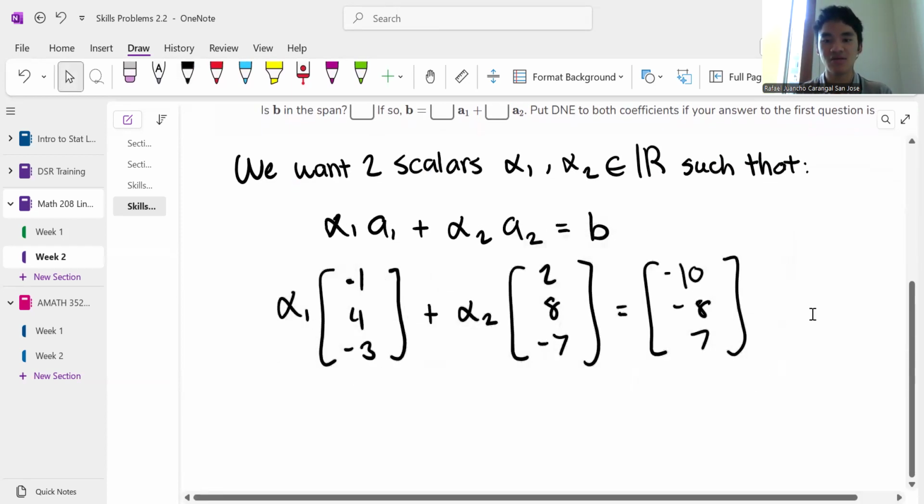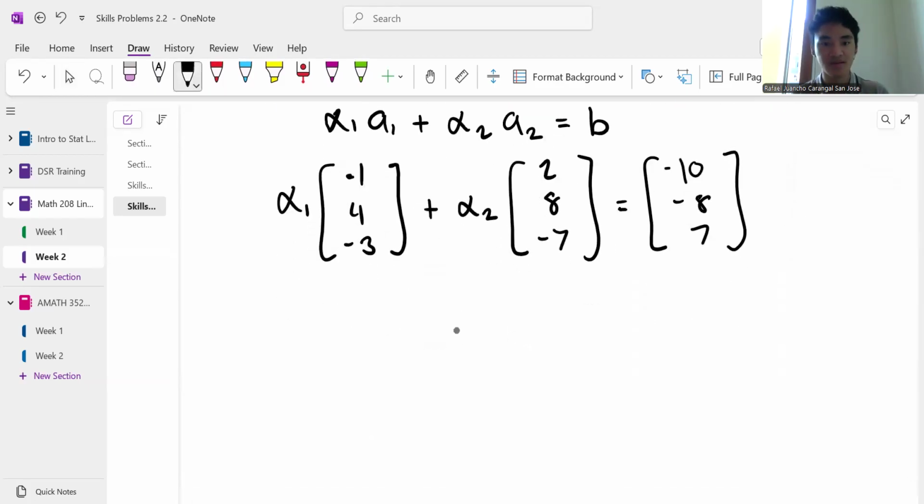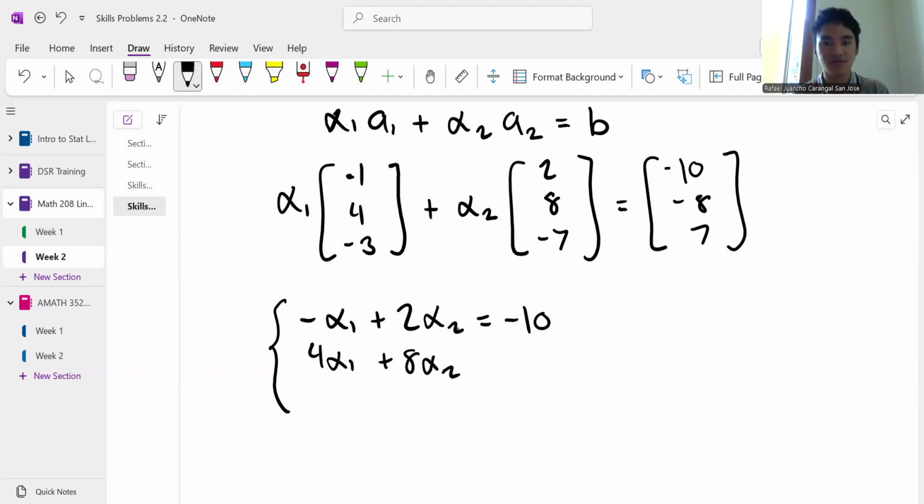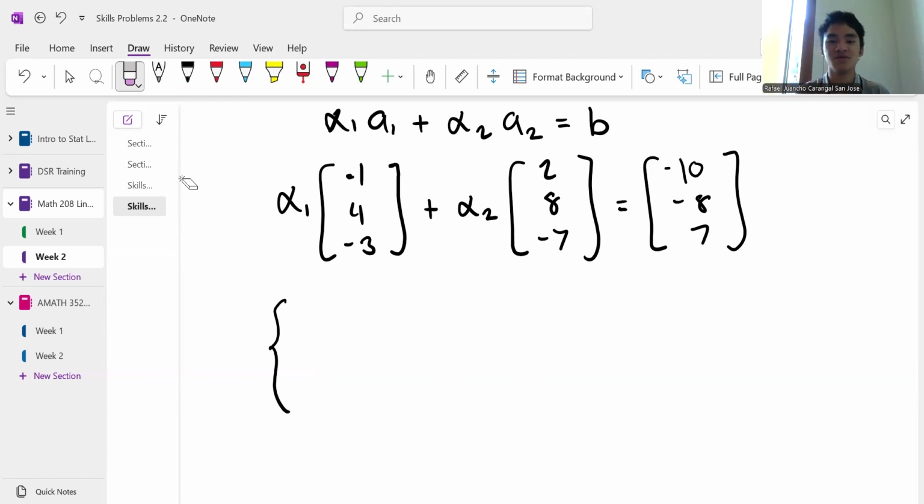And then we can keep going. Well, here we see this is actually a linear system, right? The linear system is -alpha 1 plus 2 alpha 2 is equal to -10. Then we have 4 alpha 1 plus 8 alpha 2, which is equal to -8. We have -3 alpha 1. So you get the idea, right? We're multiplying the scalar to each of the components of a given vector. And so the way I would solve this is not by doing that and then using substitution, because that's very, very slow.